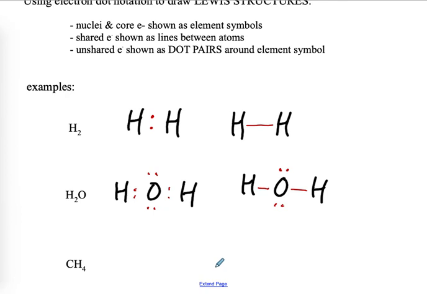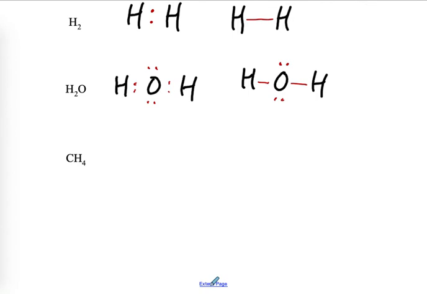Let's do one more example. Methane, CH4, the main component of natural gas. Carbon has 4 valence electrons. Each of the hydrogen atoms has 1. That's a total of 8 valence electrons. I can show each of the 4 CH bonds as a shared pair of electrons. There's my 8 valence electrons.